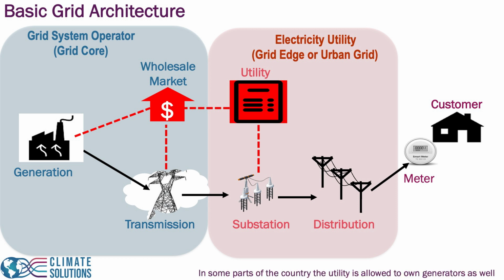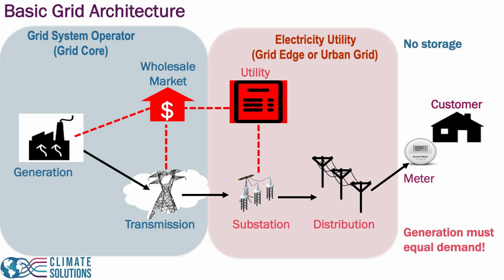The biggest point I want you to take away from this slide, and the thing that's missing from this diagram, even though it doesn't appear to be missing, is that there is no storage in the system. The amount of electricity that the generator makes has to exactly match the amount of demand that all of the consumers are asking for at any given instant.